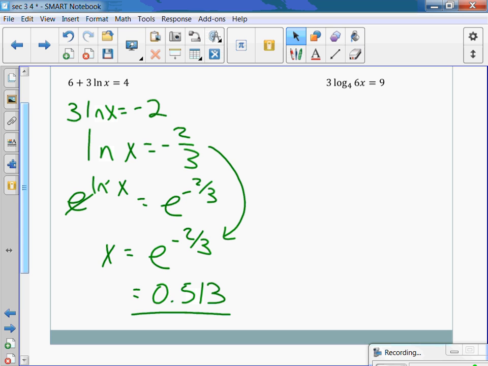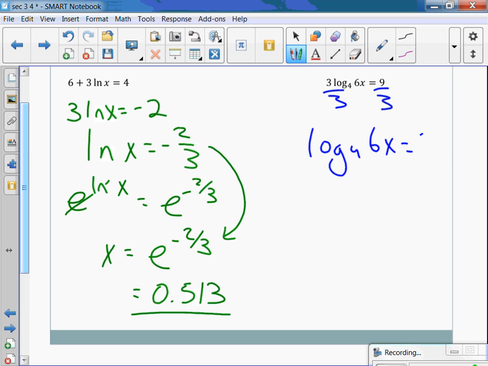Divide by 3. Absolutely, I want to isolate, so here we're going to divide by 3. And now what? As Joe said, writing it in exponential form. I can write this in exponential form.